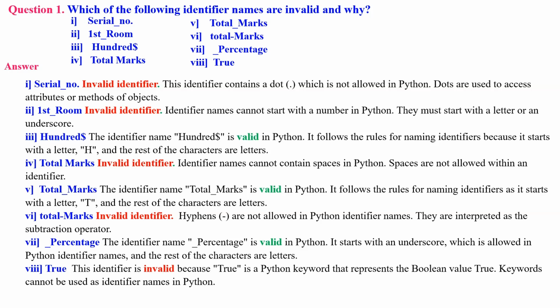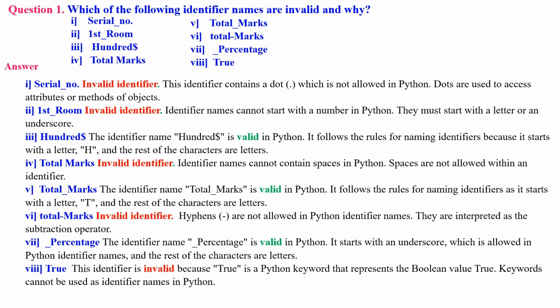Fifth question. Total underscore marks. The identifier name total underscore marks is valid in Python. It follows the rules for naming identifiers as it starts with a letter, T, and the rest of the characters are letters. Sixth question. Total hyphen marks. Invalid identifier. Hyphens are not allowed in Python identifier names. They are interpreted as the subtraction operator.